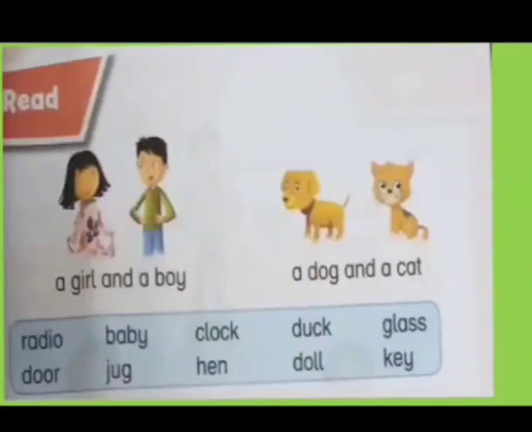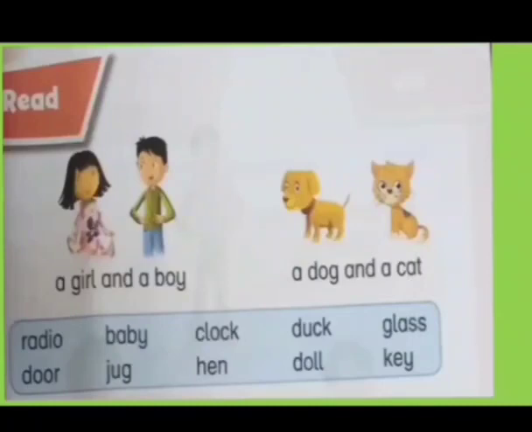Yes. Look at the pictures and line. Here you can see a girl and a boy. So read the line that is written here. A girl and a boy. Now move on. A dog and a cat. They are telling us about two things, a dog and a cat.